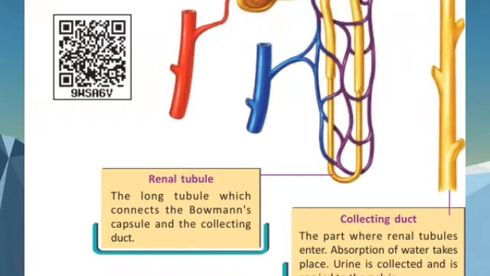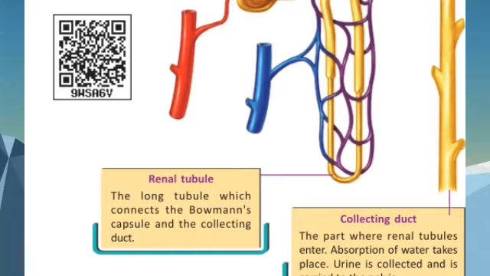Dear students, then you can see the renal tube, the long tube which connects the Bowman's capsule and the collecting duct. It is a long tube that connects Bowman's capsule and collecting duct. The reabsorption takes place from the renal tube.